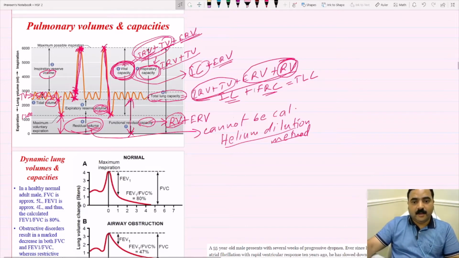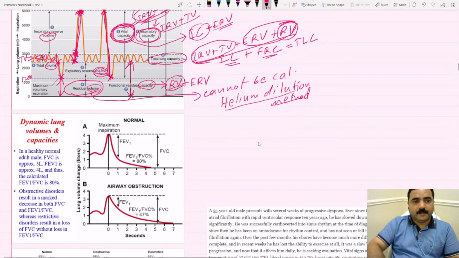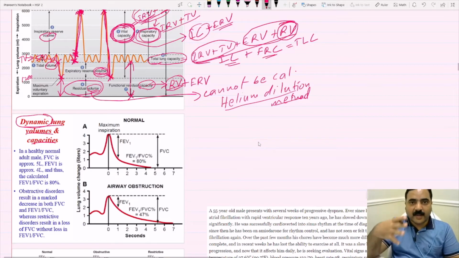Now let us see how we can use them as a distinguishing factor between obstructive and restrictive lung disorders. Dynamic lung volumes and capacities are taken. In the dynamic measurement, the patient is advised to do the expiration or inspiration as fast as possible, so the time factor is important. In order to represent the dynamic, instead of calling it vital capacity, we call it forced vital capacity, abbreviated as FVC. Now we have included the time factor.